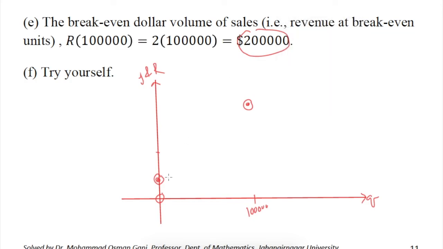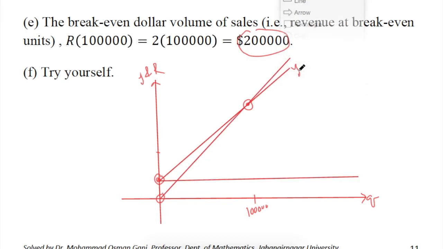So now you can easily sketch it. You can easily sketch the cost line, and this is your revenue line, and this is the fixed cost line, and this is the break-even point, which is 100,000 comma 200,000.